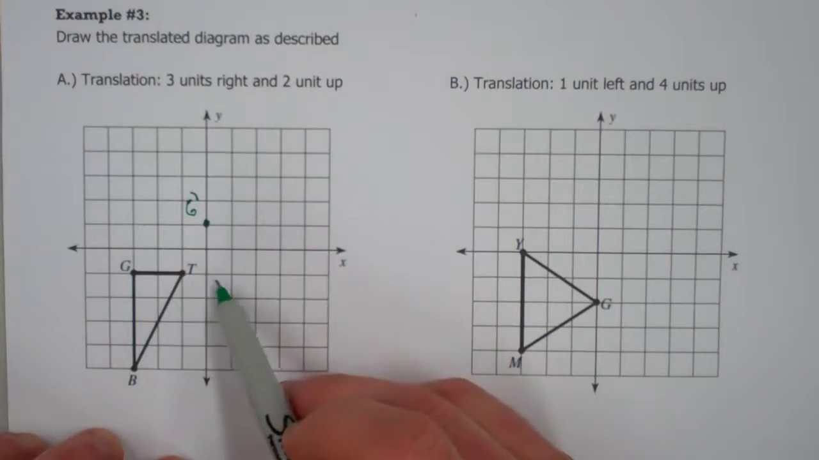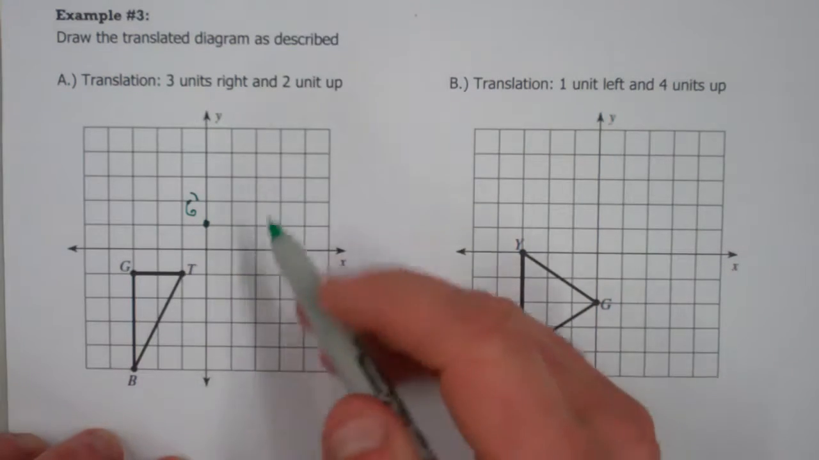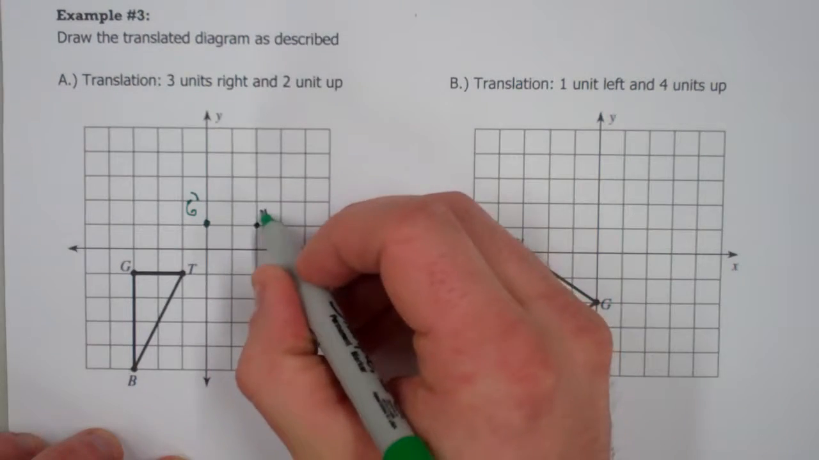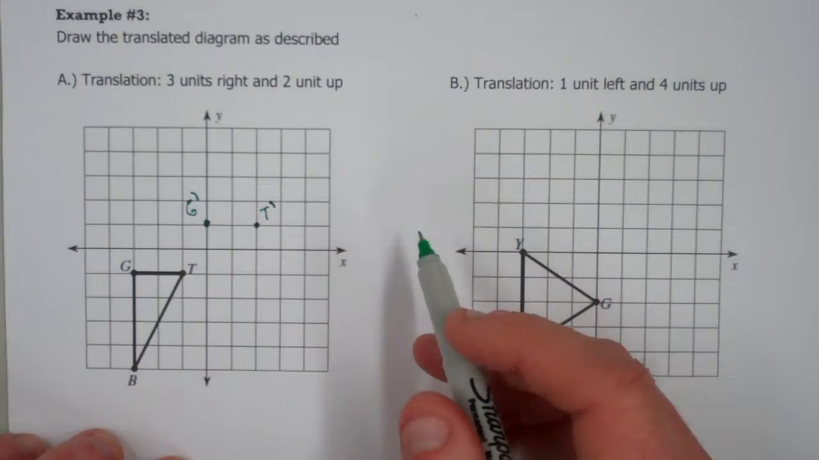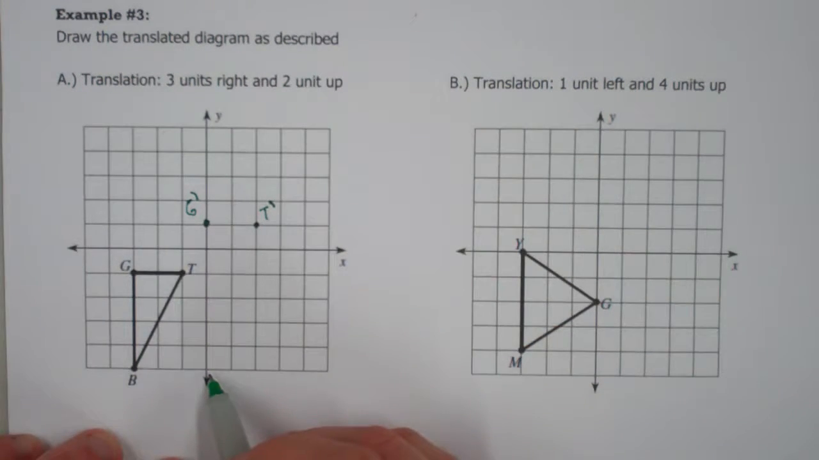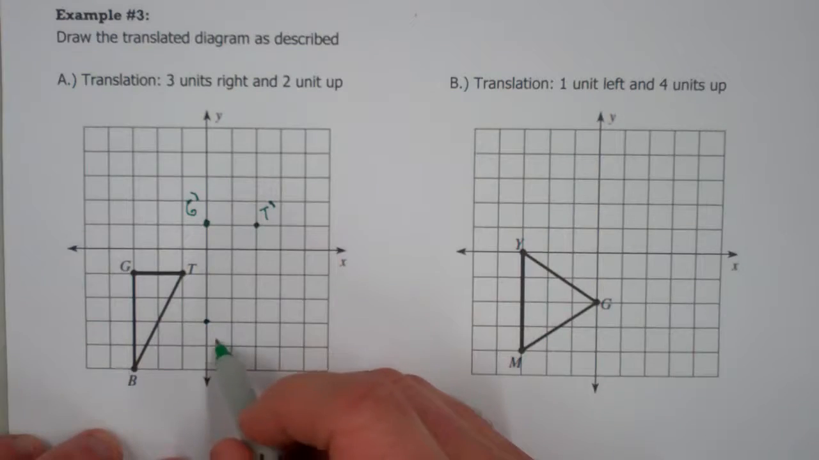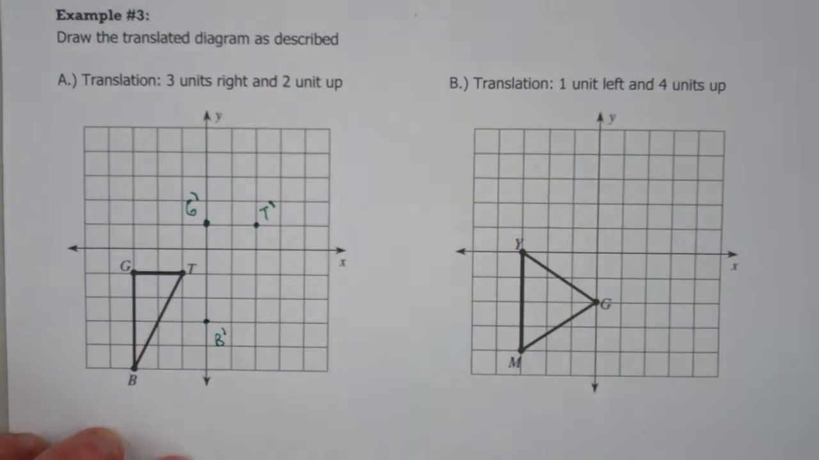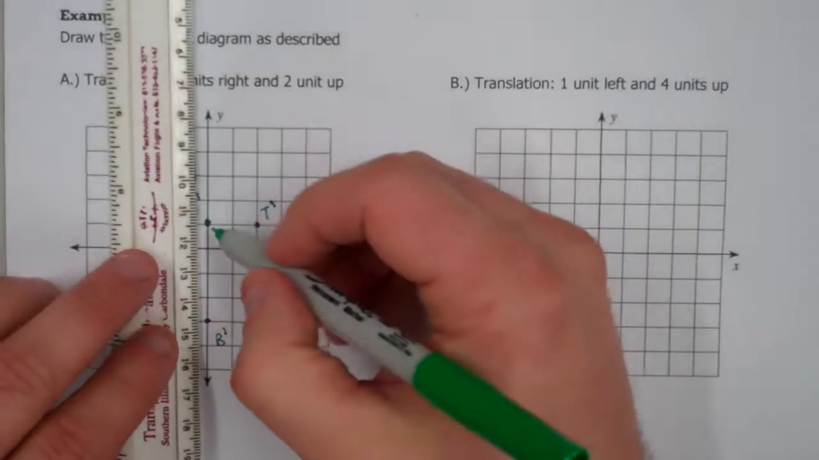T is going to move the same, 1, 2, 3 to the right, and up 2. So that'll be T prime, a little apostrophe there. And B will do the same, right 3 and up 2. So that'll be B prime. Then all you need to do is connect the dots.